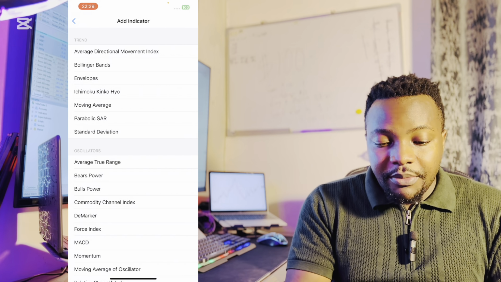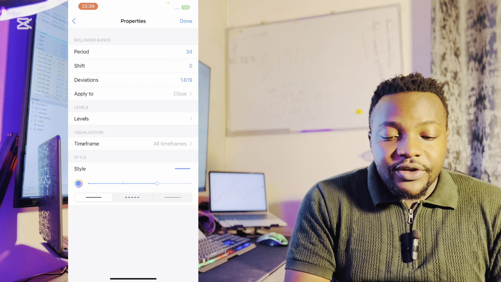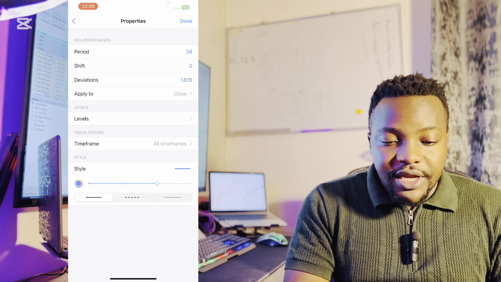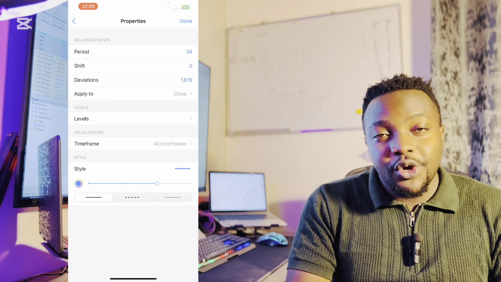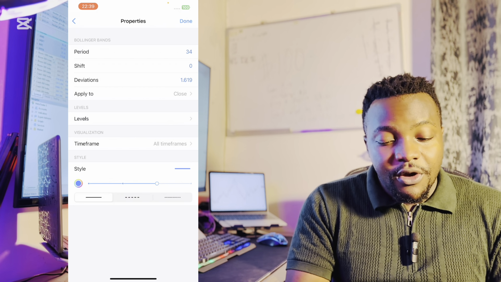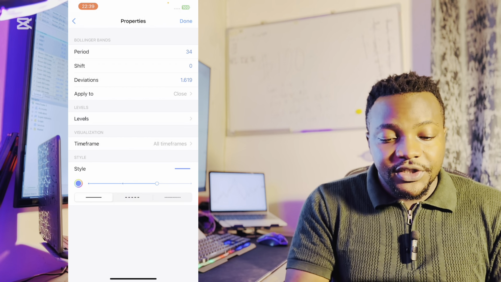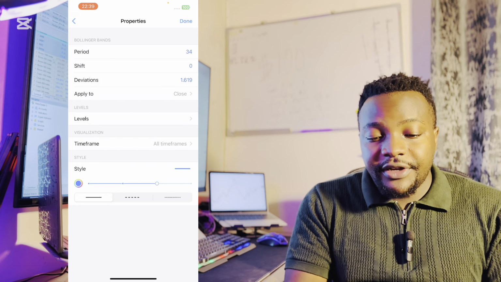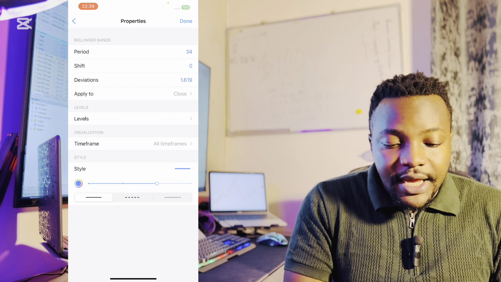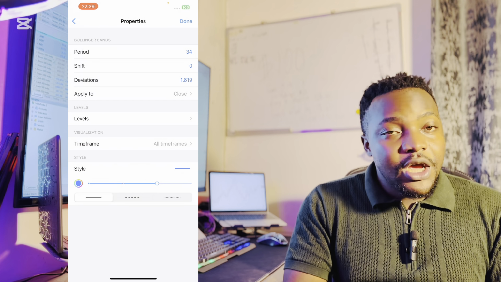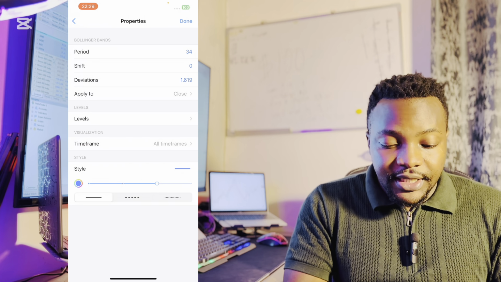So we're going to need Bollinger Bands first, as you can see right there under our trends. And these Bollinger Bands are going to have the following properties. We're going to have a period of 34, a shift of 0, deviations of 1.619, and we're going to apply to close. We're not going to have any levels on this indicator.